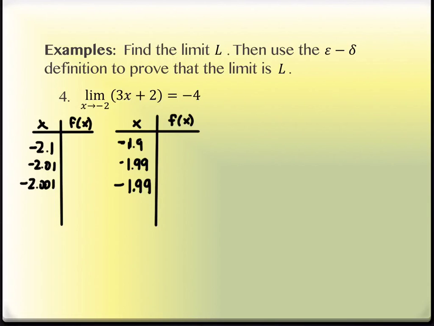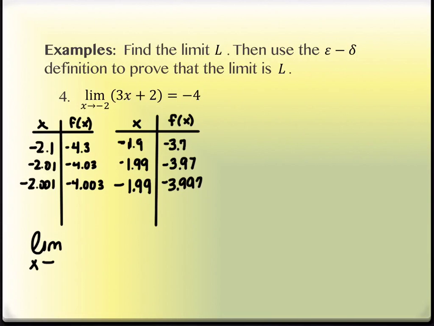All right, let's fill these in. We've got -4.3, -4.03, and -4.003. And then on the other side, we have -3.7, -3.97, and -3.997.